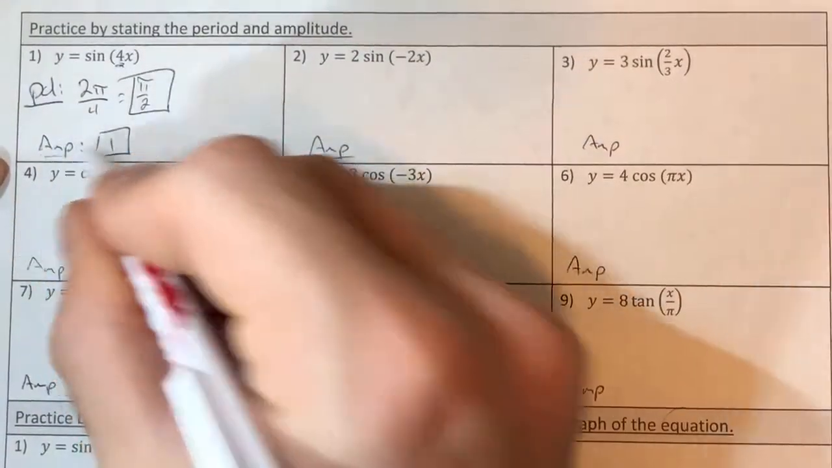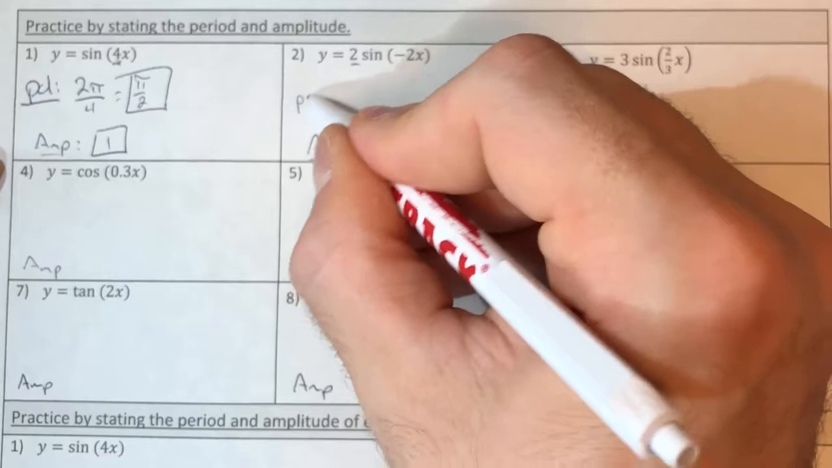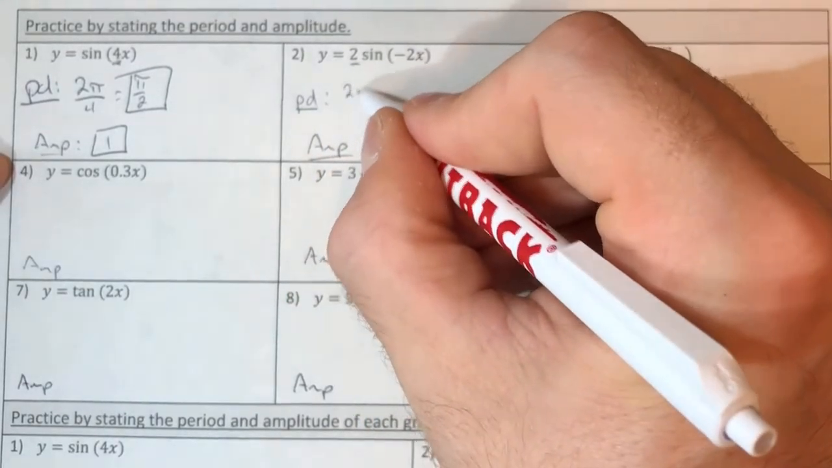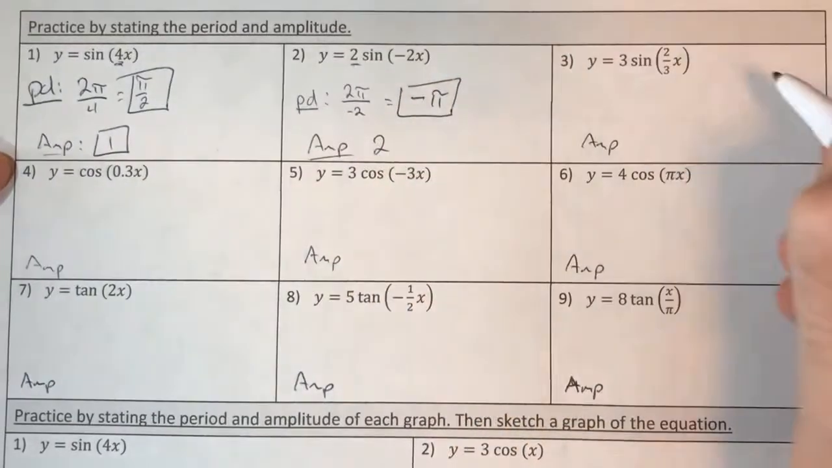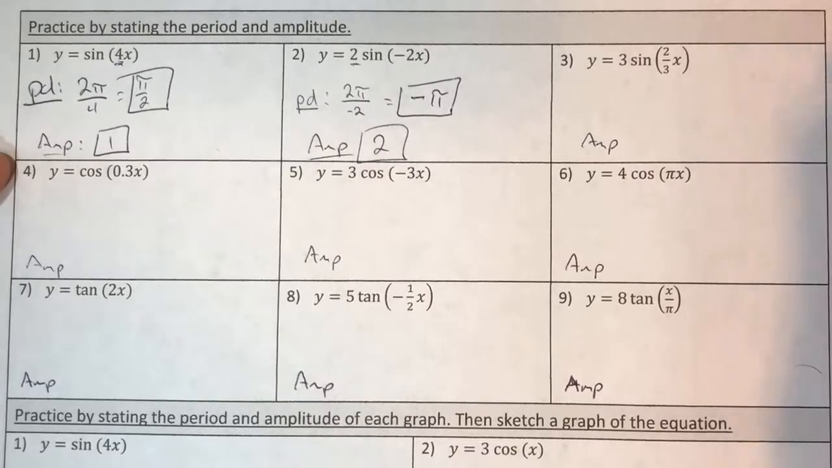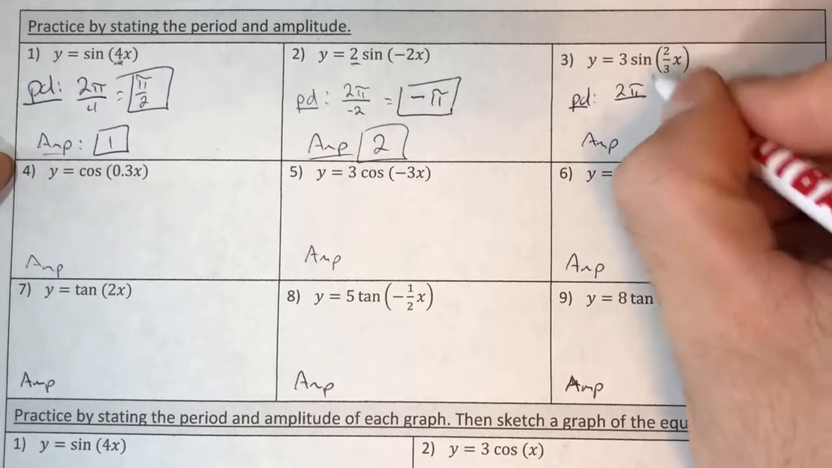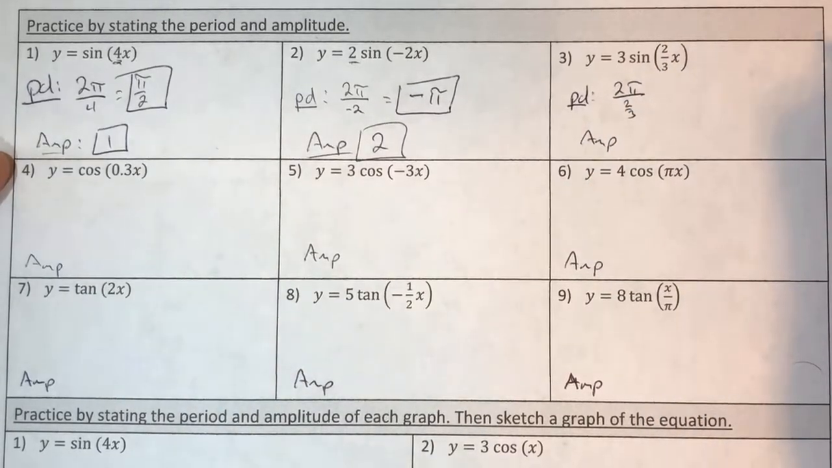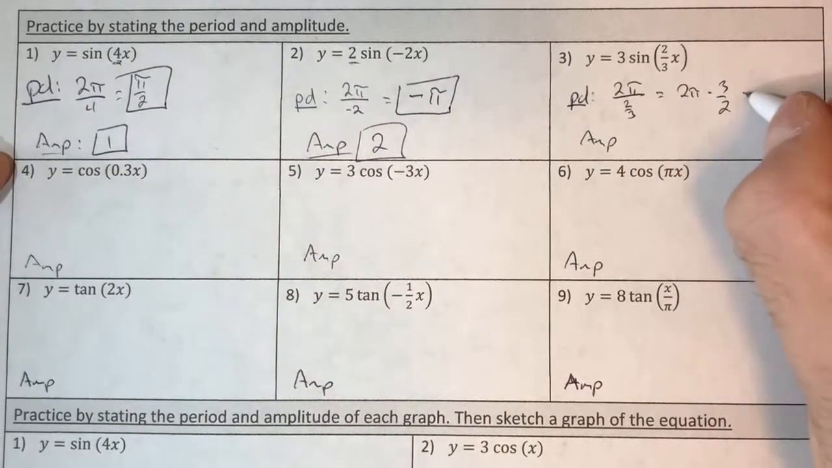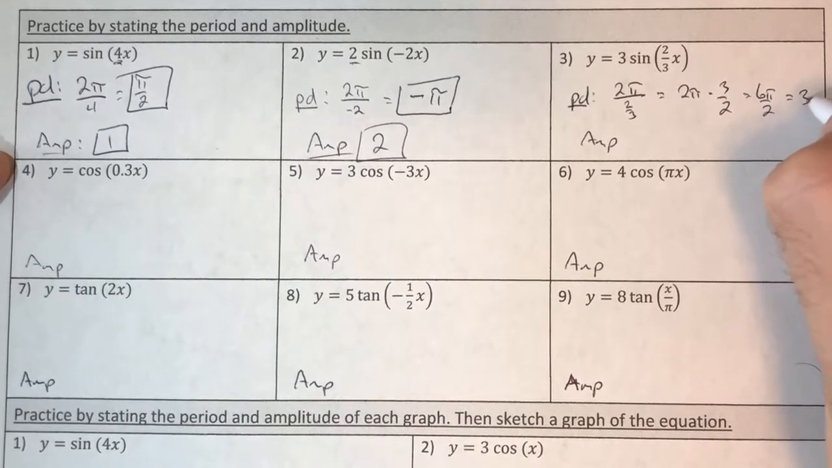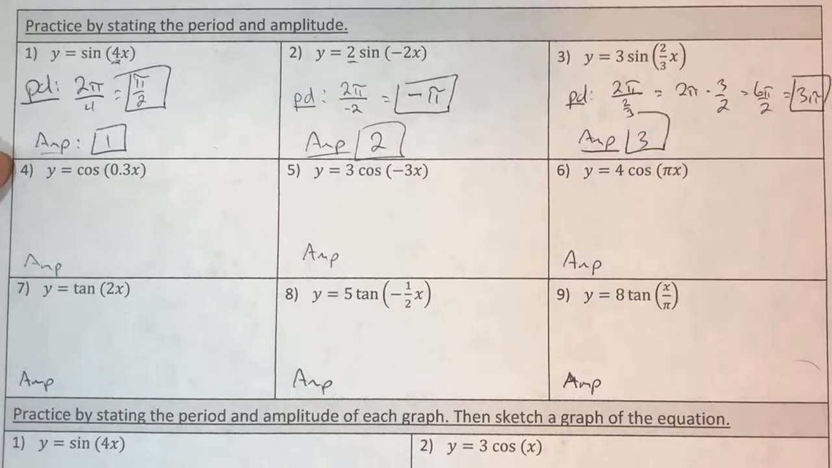So for this one, I know that my amplitude is going to be 2 because of that number out front. The only math I need to do is figure out how long it takes for the graph to repeat itself. Well, 2 pi divided by -2 would be a -pi. For this sine wave, I know the period is going to be 2 pi divided by 2/3, or what I could do is keep change flip. 2 pi times 3 over 2, which is 6 pi over 2, or just 3 pi. And we know the amplitude is that number out front, which is 3.